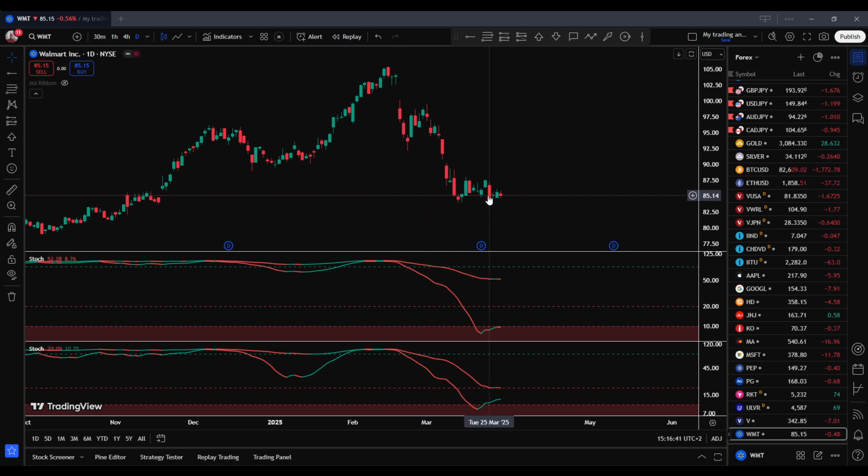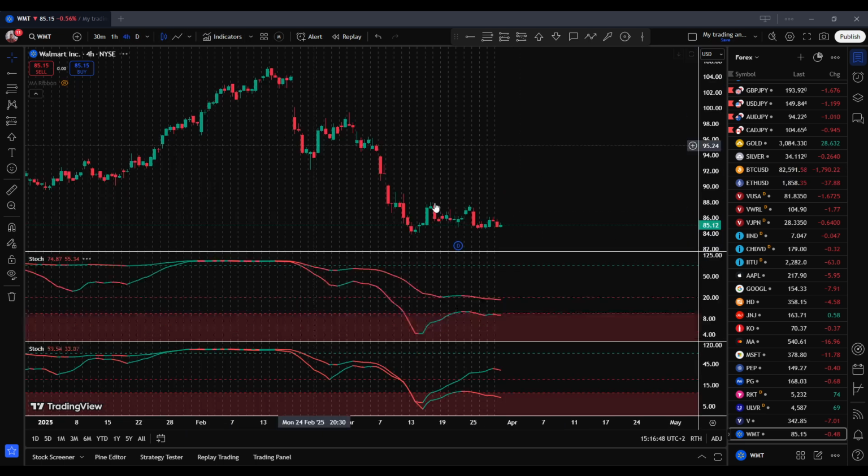And the last stock is Walmart. We've got a fall down on the daily, but still no signs for buys. On the 4-hour, on the other hand, 3 of the stochastics were in the oversold zone. Now 2 of them are there. I'm waiting for this one to go in this zone, and then waiting for change in the direction and good signs for investing.